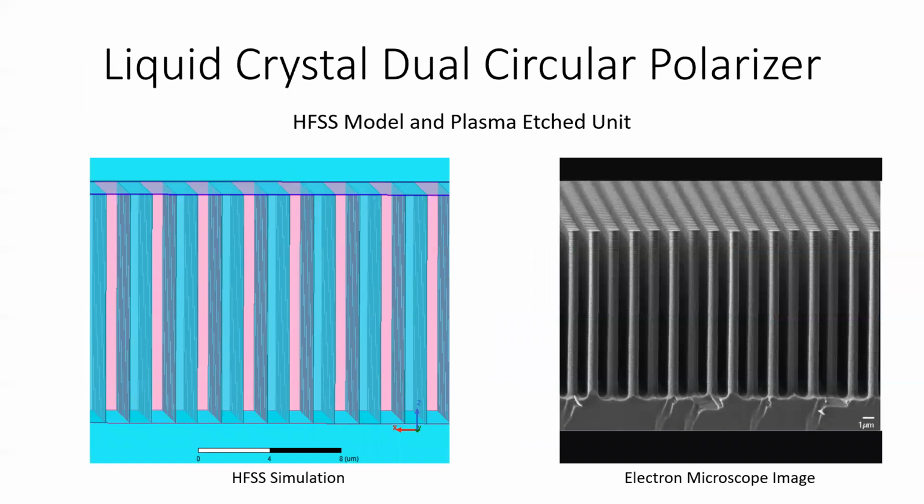Here we see the configuration. We see an electron microscope image of the structure with the grooves in it. These are plasma etched away and filled with liquid crystal, and the lid is put on it. And here we see an HFSS simulation of that, the pink showing the liquid crystal and then the glass covering the remainder of the device.